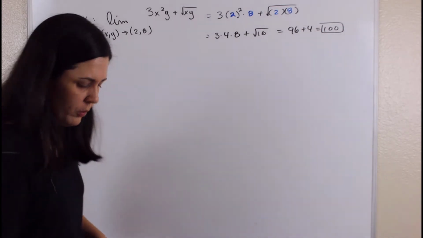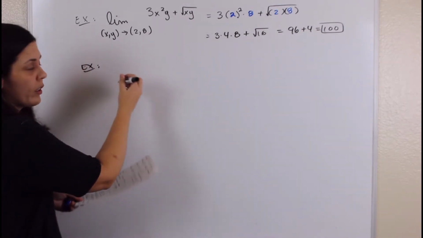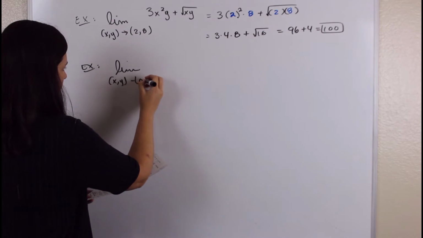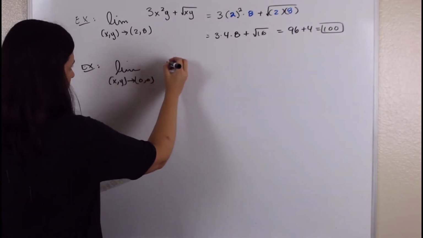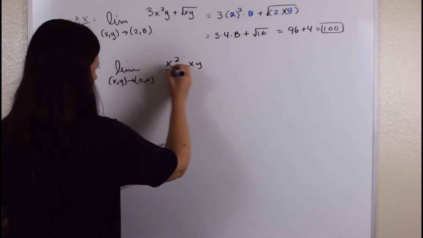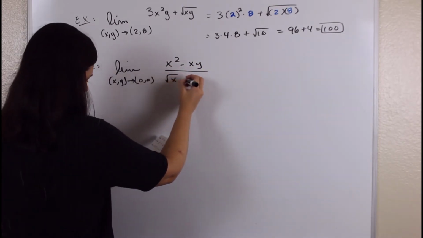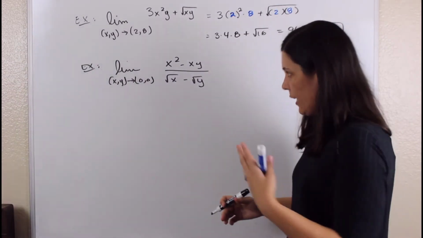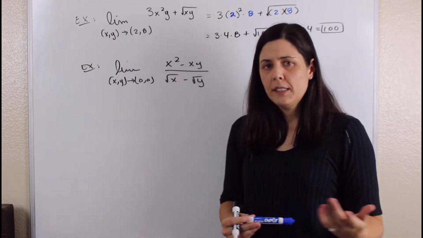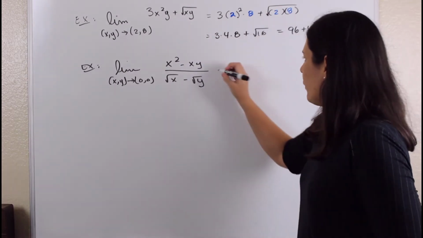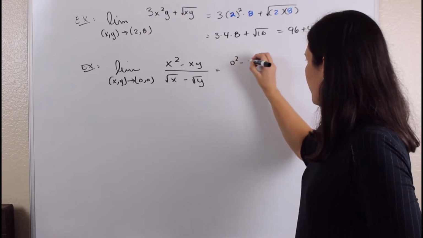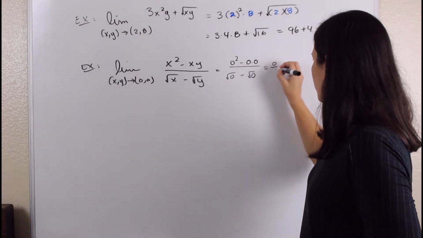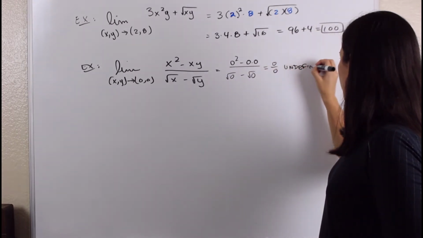Let's try another example where direct substitution won't work. So the limit as x, y approaches 0, 0, and our function is x squared minus xy over the square root of x minus the square root of y. If you can see it, you could just say direct substitution won't work and then move on. But let's say you don't see it and you just need to try. If we plug in 0, look what we get. 0 squared minus 0 times 0 on top, square root of 0 minus square root of 0 on bottom. 0 over 0, which is undefined.